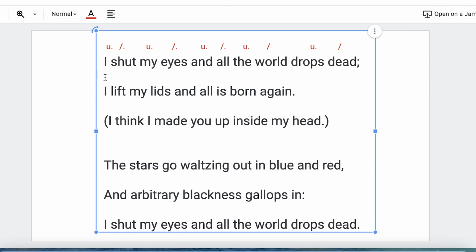So let's go down to this next line and see if I can do the same thing. I lift my lids and all is born again. I lift my lids and all is born again. I don't know if you can hear that with me reading it, but if you read it to yourself, it really has a rhythm built into it. I lift my lids and all is born again.